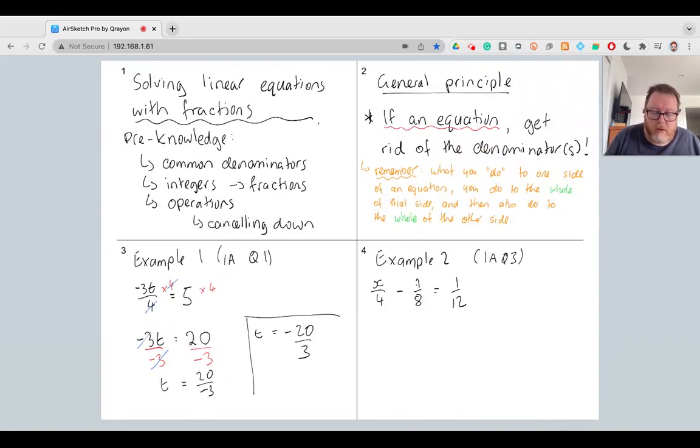Okay, here's all 4 at once here, but we're going to look at example 2. Oh, and by the way, in brackets here, you can see I've got 1AQ1, 1AQ3. That's because if you look at your textbook, that's the kind of question for that particular question. So the example relates to that kind of question in the textbook. Okay, x over 4 minus 1 over 8 equals 1 over 12.